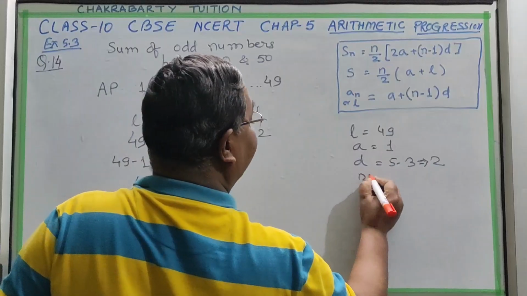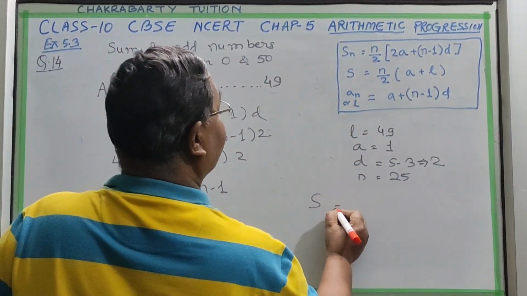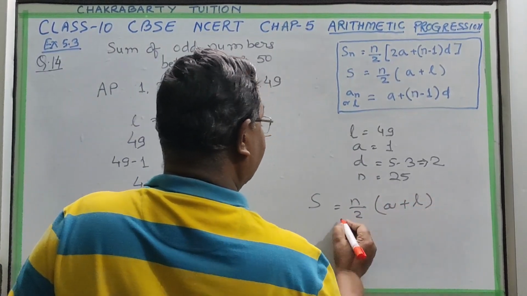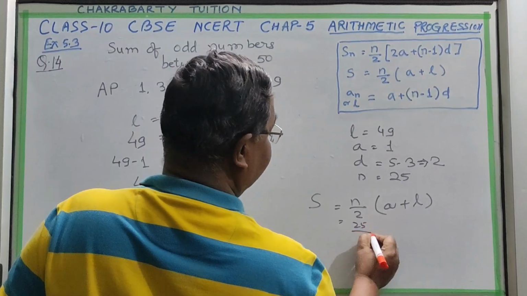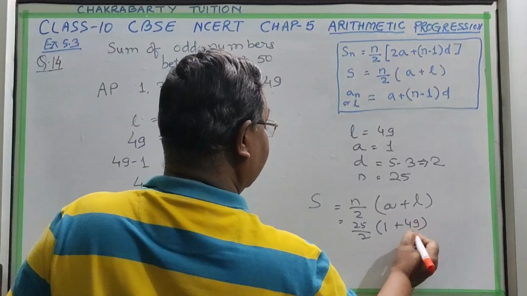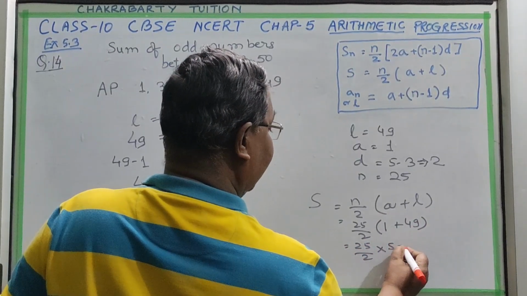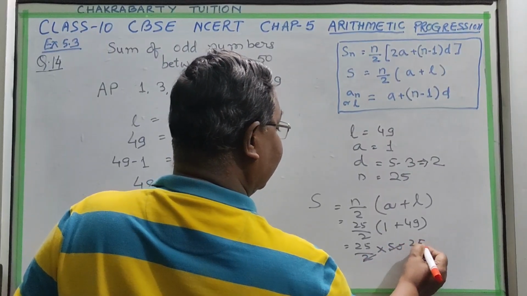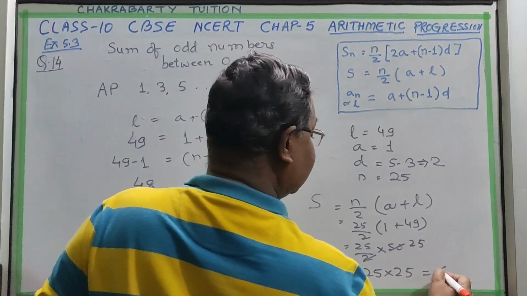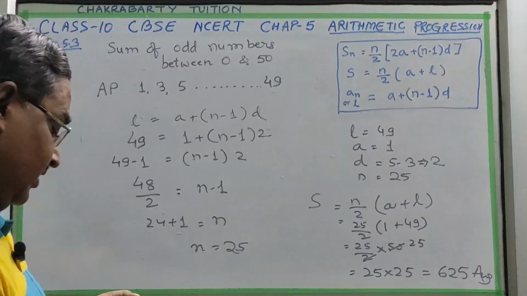So now we have found n is equal to 25. Now we can find the sum: sum equals n by 2 times (A plus L). So n is 25 by 2, A is 1 and L is 49. So 25 by 2 into 50, you can cut it, 25 will come. So 25 into 25 becomes 625, and this is your answer. Okay, this is question number 14 we have solved.